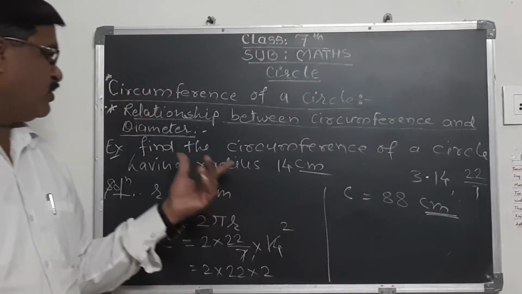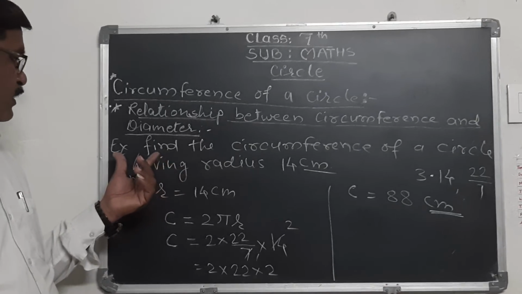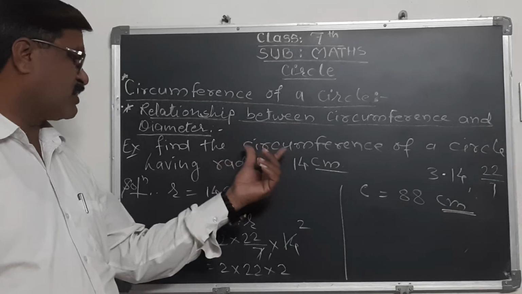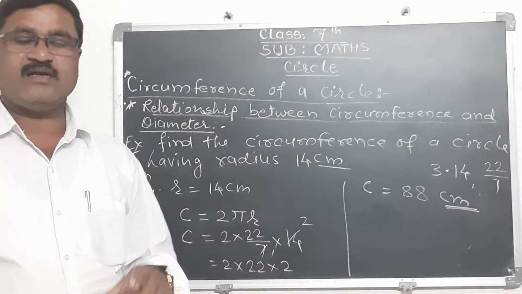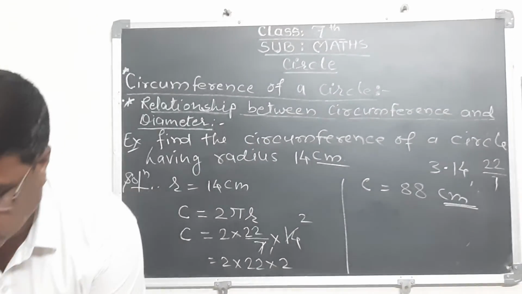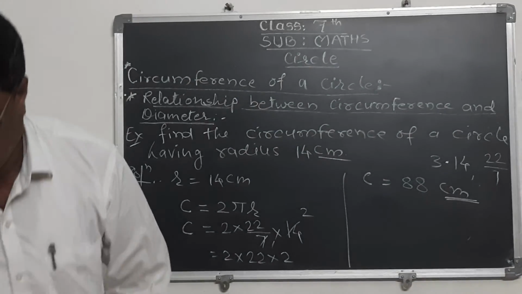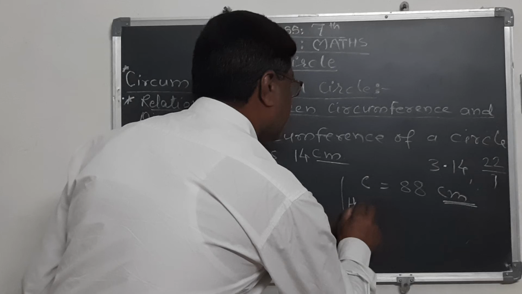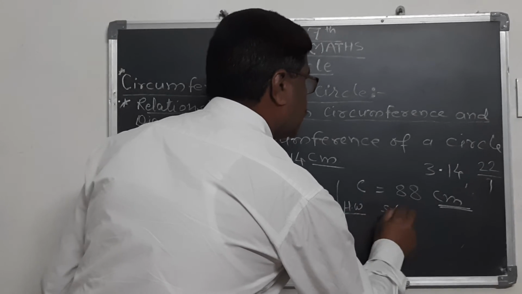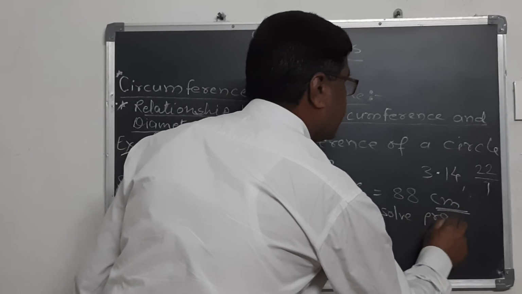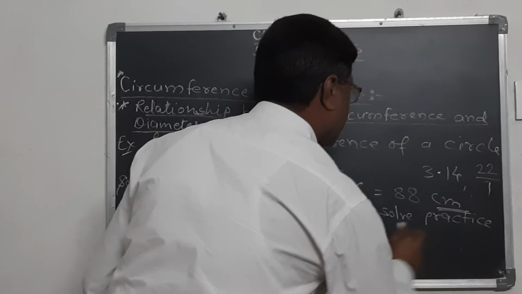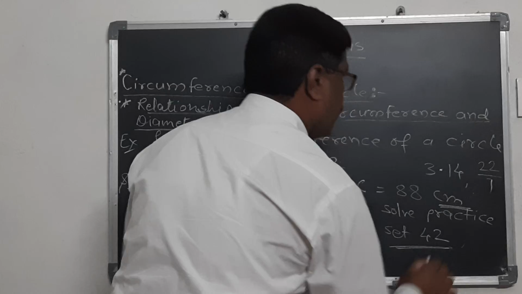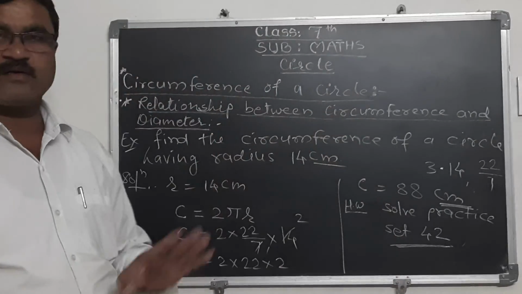So in this way, we have to solve examples on the basis of circumference, radius and diameter. So we have homework. Homework is: solve practice set 42 on the basis of this circumference.